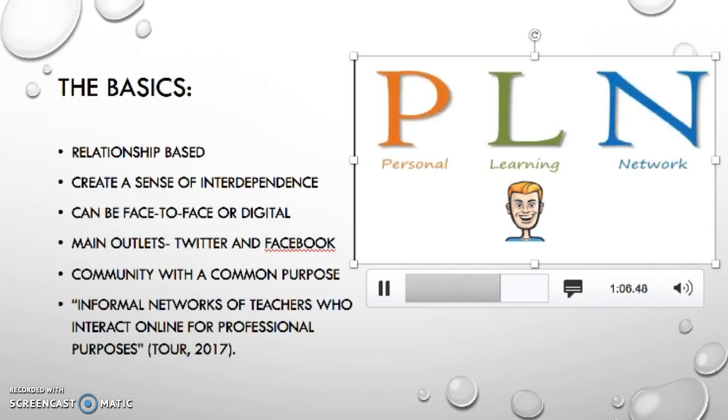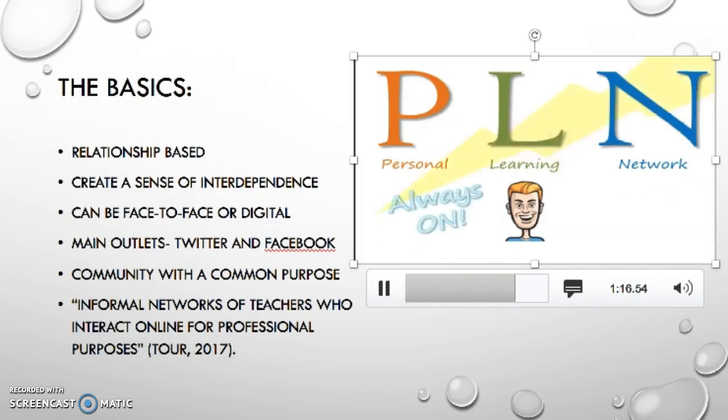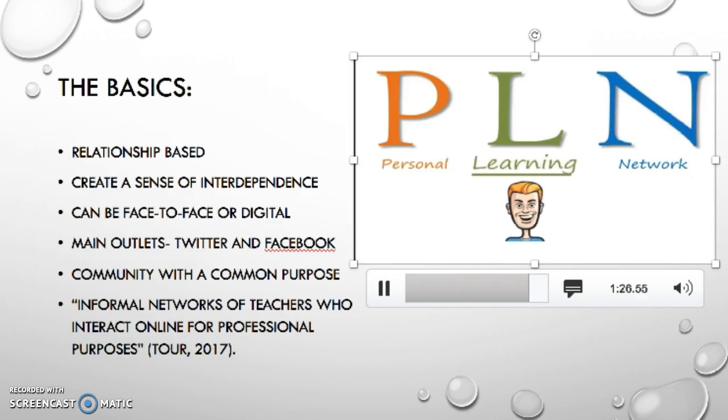How do you engage with your PLN? The tools vary from one person to another. My personal favorites are Twitter, YouTube, and the Educator's PLN. Your PLN is always on, but you don't have to be always on it. Take what you want, offer what you want, when you want, where you want it, and on whichever device you prefer. This keeps learning, or your professional development, always easily accessible.